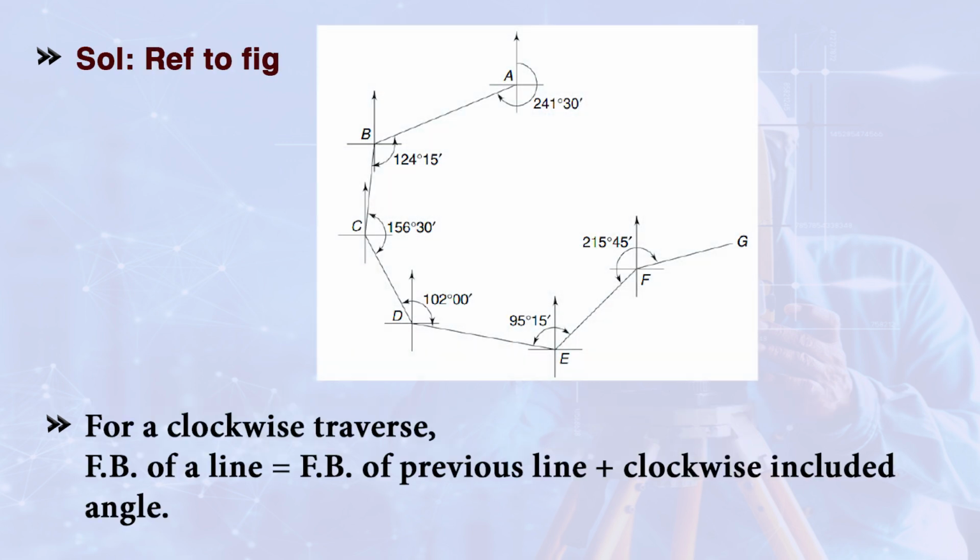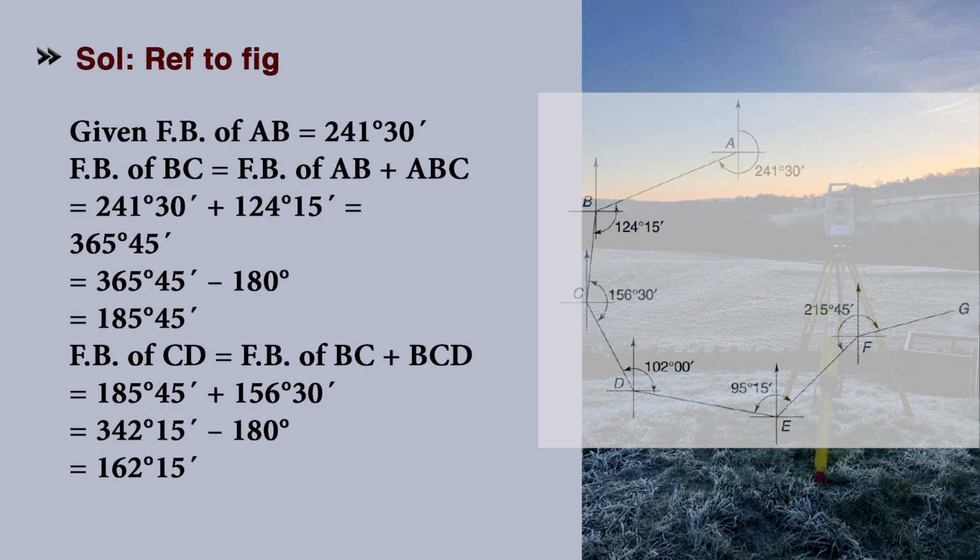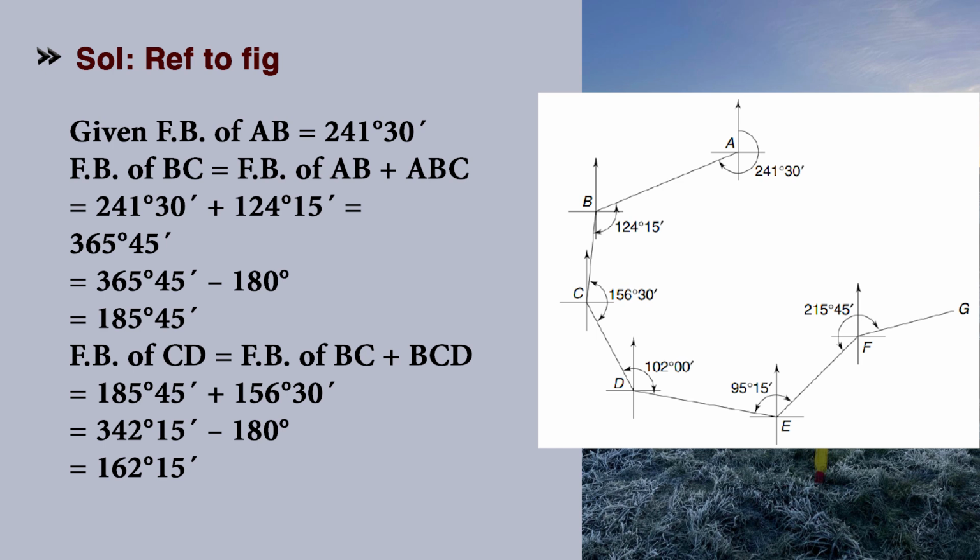So, referring to this figure, we know for a clockwise traverse, the forebearing of a line is given as the forebearing of the previous line plus the clockwise included angle. We can easily calculate from this formula as we have discussed earlier thoroughly. So, forebearing of AB is given as 241 degree 30 minutes, and we have to calculate the forebearing of BC. Forebearing of BC will be equal to forebearing of AB plus the included angle ABC.